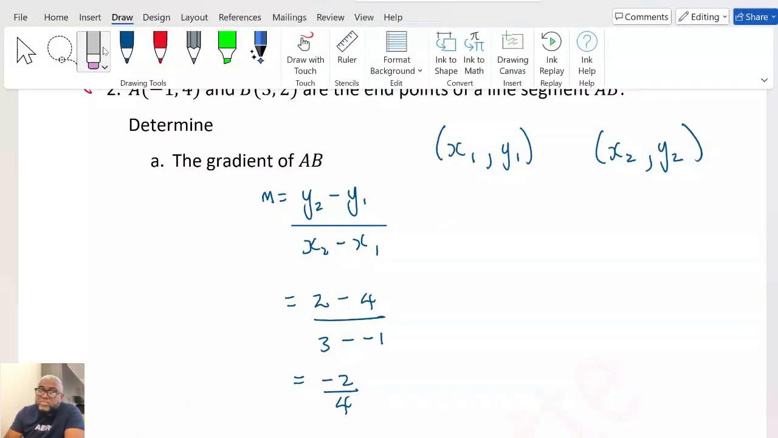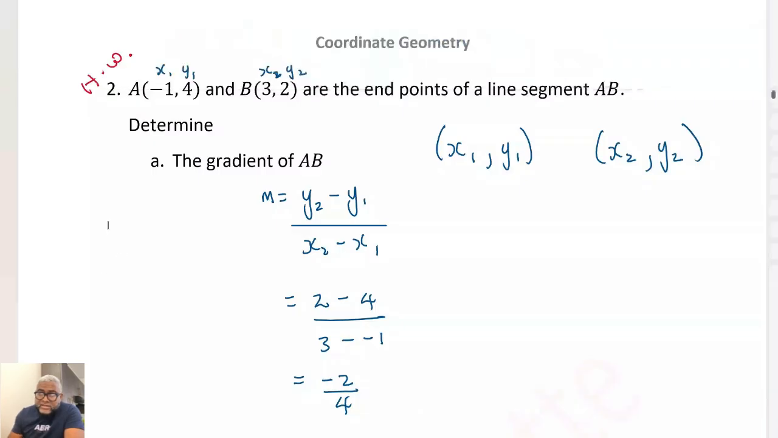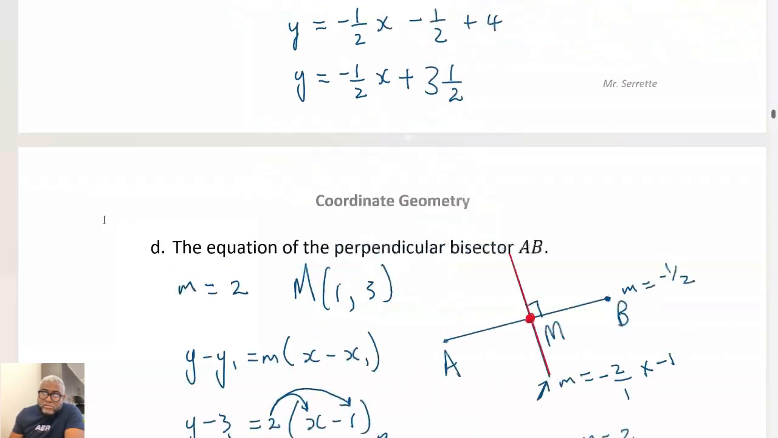Right. So I just plug it in. I plug in the numbers there. Right? Yeah. So I go back down.